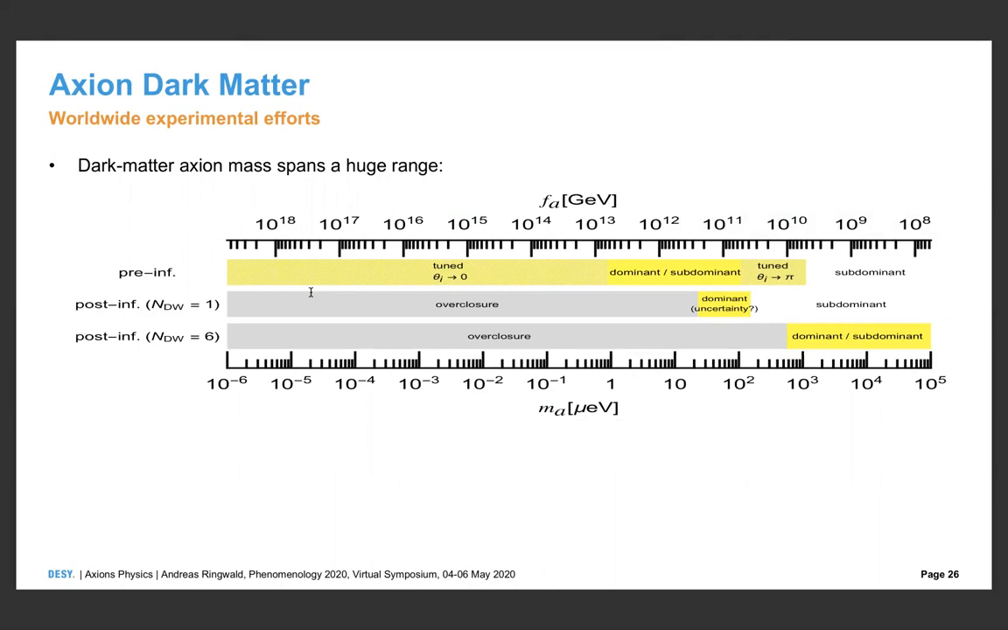Now, to summarize, the dark matter axion mass really spans a huge range in masses, say from 10^-6 microelectron volt to 10^4 microelectron volt.